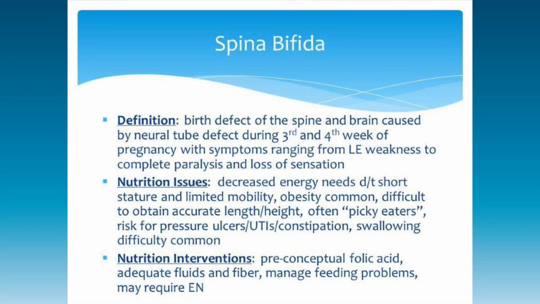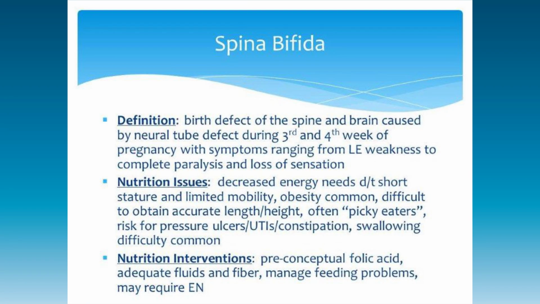Spina bifida is also a birth defect. It affects the spine and the brain. It's caused by a neural tube defect that occurs during that 3rd and 4th week of pregnancy. Symptoms can range from lower extremity weakness to total complete paralysis and total loss of sensation. So this is another one that can be mild and that can also be very severe.